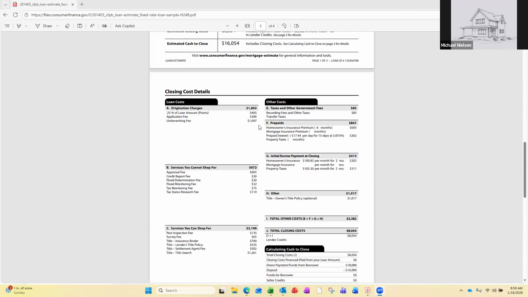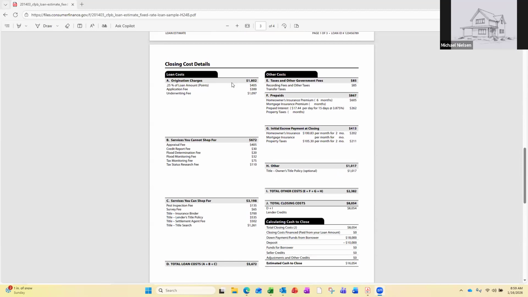But here's where it gets slightly more efficient is in at least the breakdowns, it starts to itemize things out for you. So you got your closing cost detail. These are going to be in bucket A. This is going to be things that like your lenders charging you, application, origination, discount points, things of that nature.